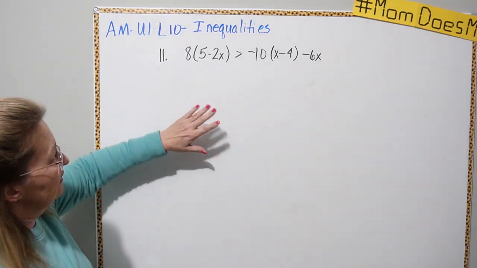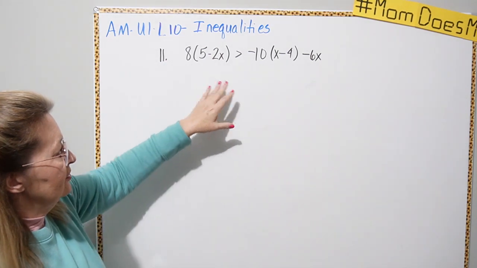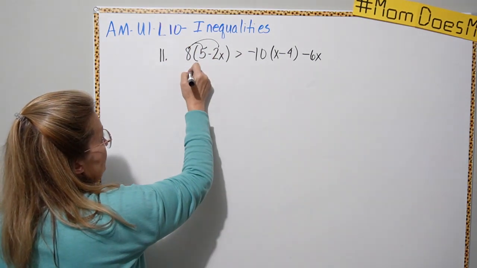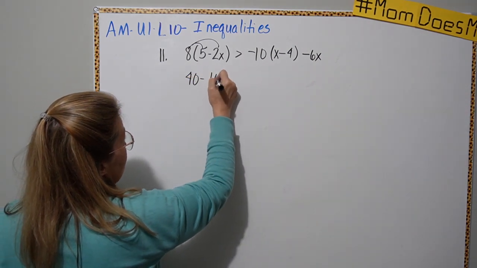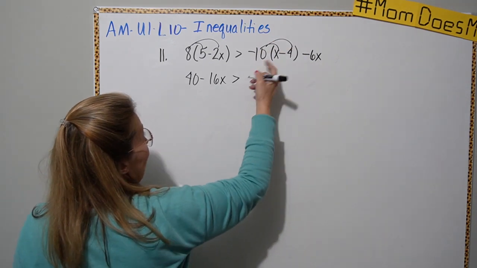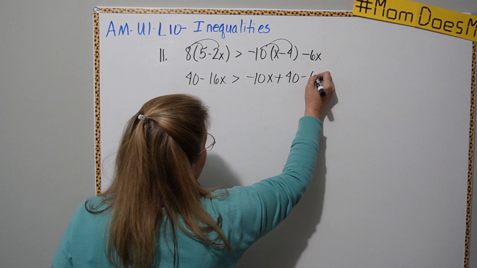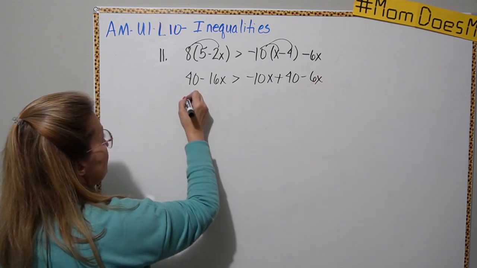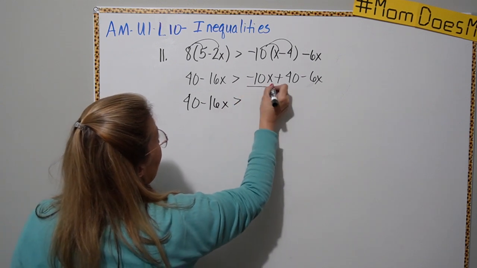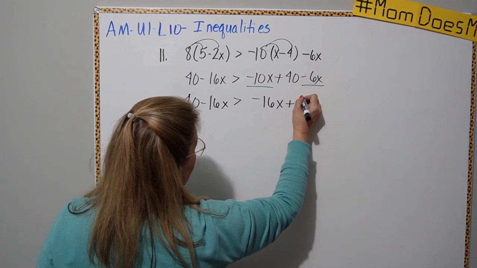Okay, let's look at number 11, and just like the others, we're going to first simplify each side of the inequality here. So we're going to distribute 8 into the set of parentheses, and that's going to give you 40 minus 16x is greater than. And then when I distribute -10 into here, I get -10x plus 40 minus 6x. Okay, let's continue to simplify over there. Nothing here is going to change. -10x minus 6x is going to give you -16x plus 40.